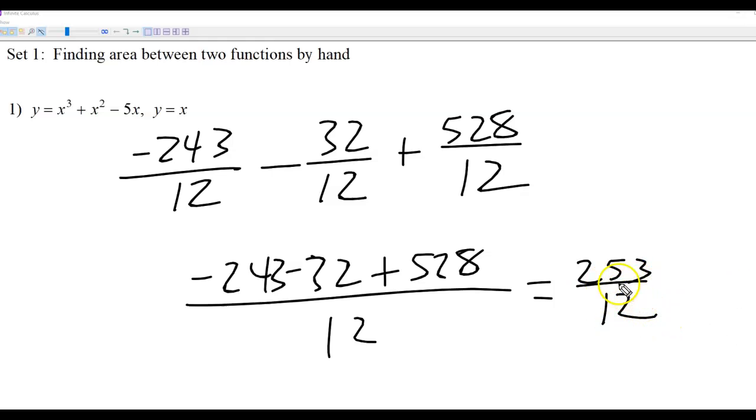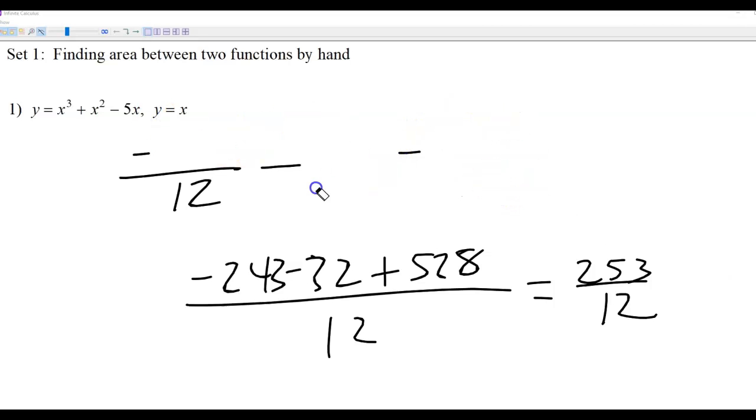If you can reduce it, go ahead. I don't think 3 goes into this, though. Neither does 4. So I know that this can't be reduced, so we'll just leave it like that. And now we're going to have our drum roll moment. I'm going to bring up the answer and see if I got it right.